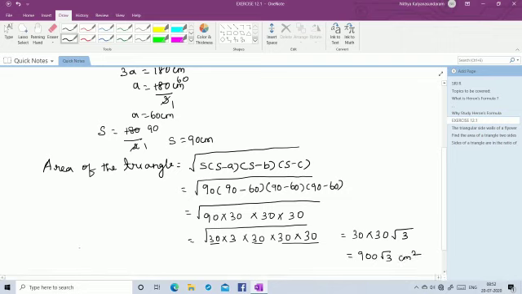So the area of the signal board is equal to 900 root 3 centimeter square. So if we know S and the sides, by using Heron's formula we can find the area of a triangle.